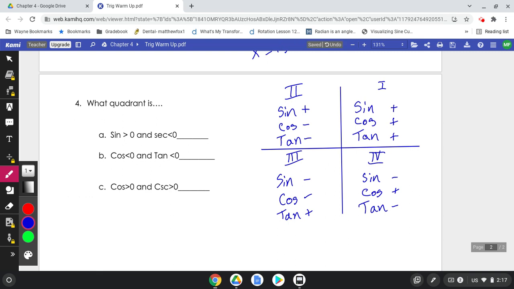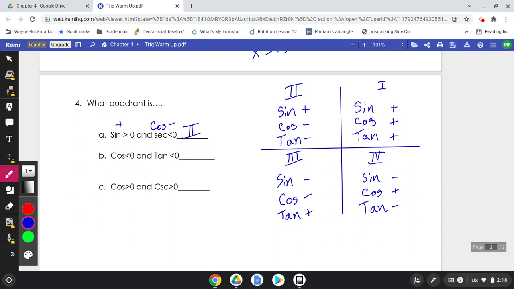So if we look here at our 3 examples, example A, sine is greater than 0, that means it is positive. Secant, which is the same as cosine, is less than 0, so that's negative. So we look, where is sine positive? It'd have to either be 1 or 2, and cosine negative, so quadrant 2. And that is our answer.